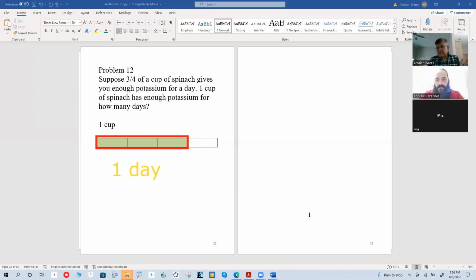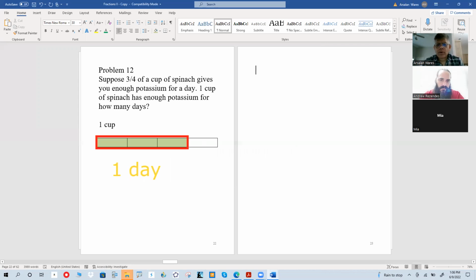Okay, so this is the structure of the problem. It's a good visual representation, not really active, it's still iconic, an icon picture, but that's what's going on. Now the question is, 1 cup of spinach has enough potassium for how many days? Okay, fine, I can handle that.